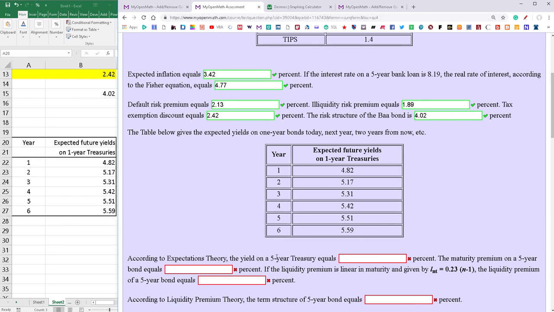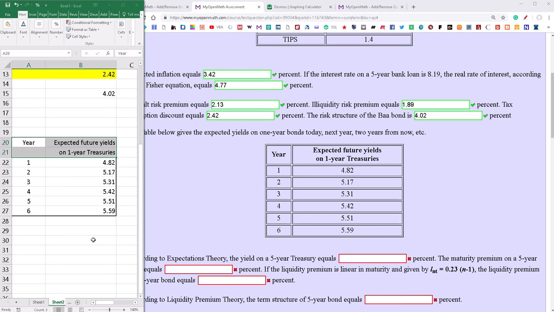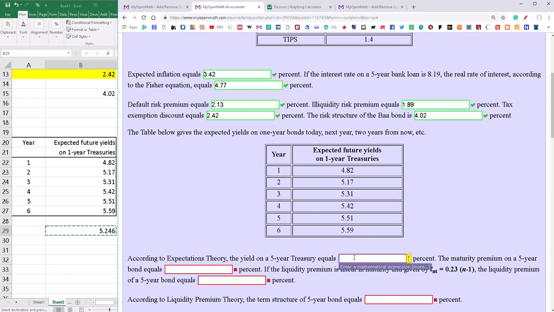According to expectations theory, the yield on a 5-year treasury equals what? Well, remember, we have to average the 1 year bonds that are consecutive, right? We got to average these 1 year bonds to get the 5-year treasury yield, according to expectations theory. And that is 5.246.